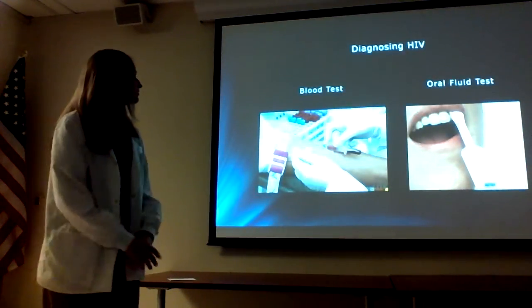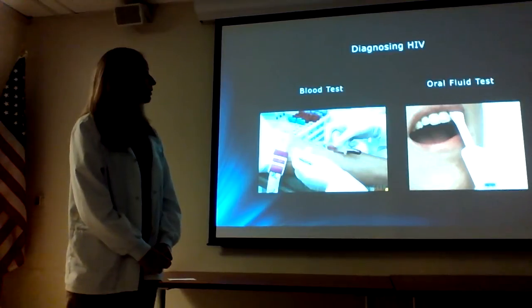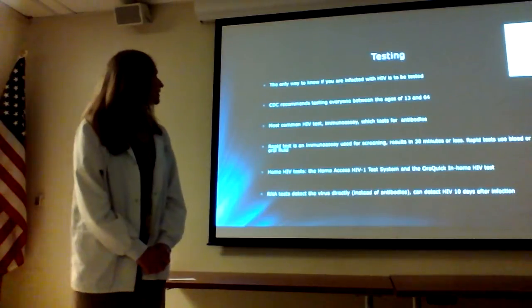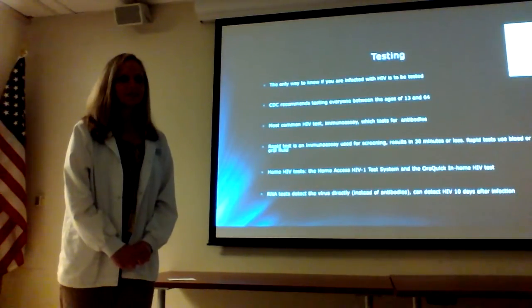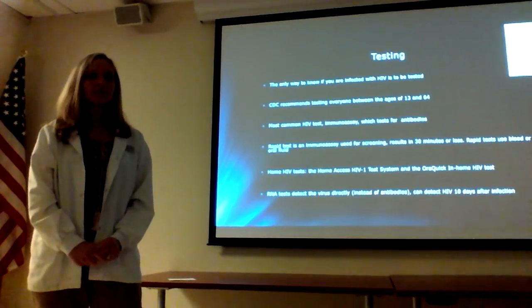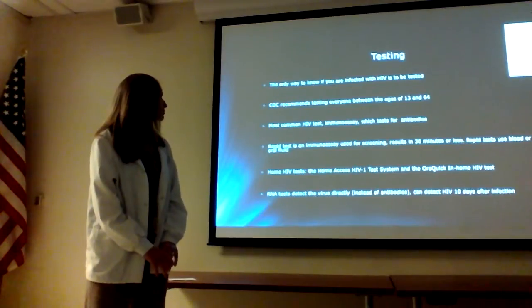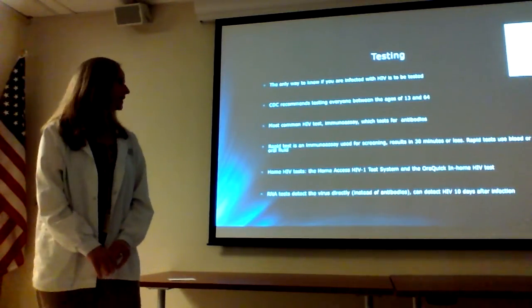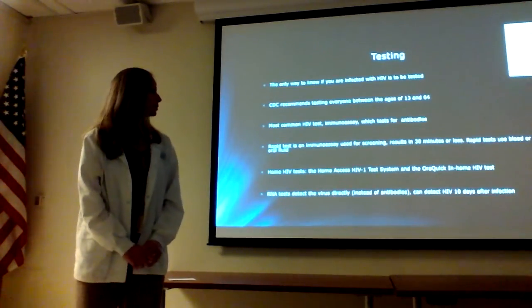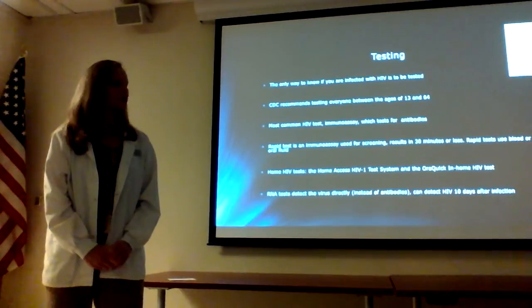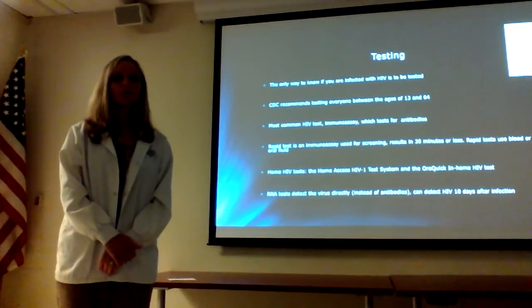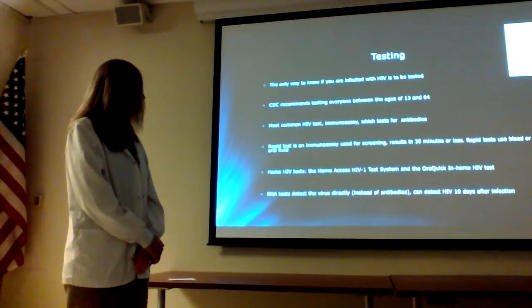HIV is diagnosed via blood test and or oral fluid test. Testing. The only way to know if you're infected with HIV is to be tested for HIV. The CDC recommends testing everyone between ages 13 and 64. The most common HIV test is the immunoassay, which tests for antibodies in the blood. The rapid test results in 30 minutes. They test with blood and or oral fluids for that test.